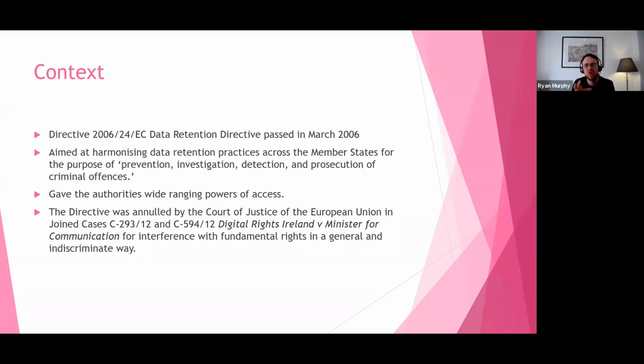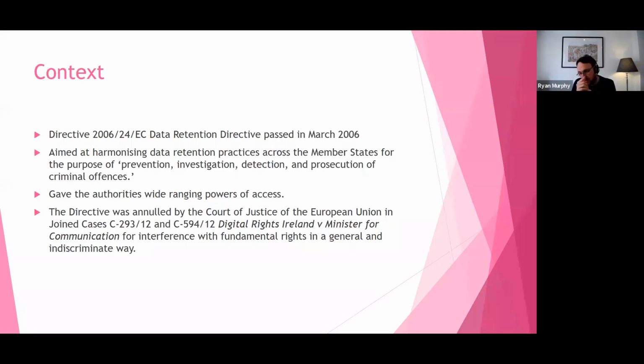This directive was hugely controversial. It was controversial with lots of NGOs and lobbying bodies who believed that this was a fundamental infringement of people's right to privacy. It gave, as I say, very wide powers to the authorities in terms of accessing people's data.